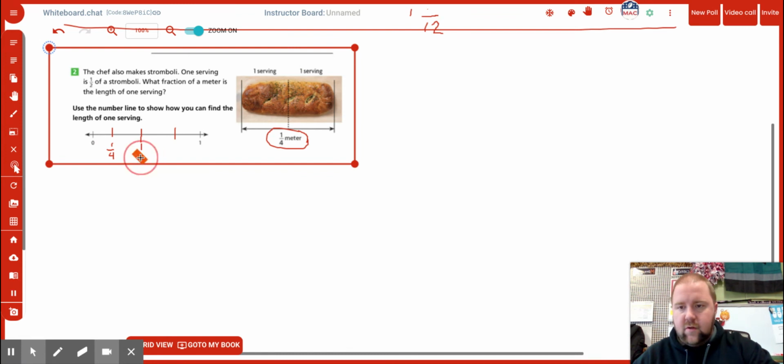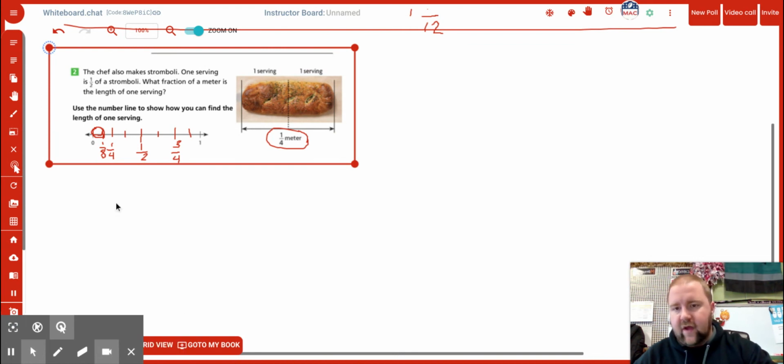Oops, this should be 1/2. Then 3/4, and then 1 meter. Now, we cut each of the fourths in half for a serving. So if we cut each of these fourths in half, we need to figure out what that fraction represents. 1, 2, 3, 4, 5, 6, 7. Now we have eighths. One serving would only be represented by this space right here, and that would be 1/8 of our whole meter.